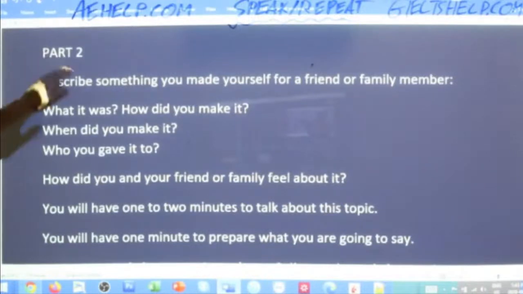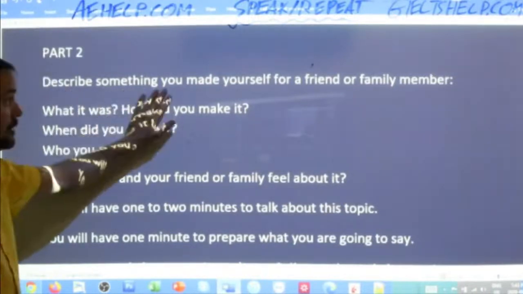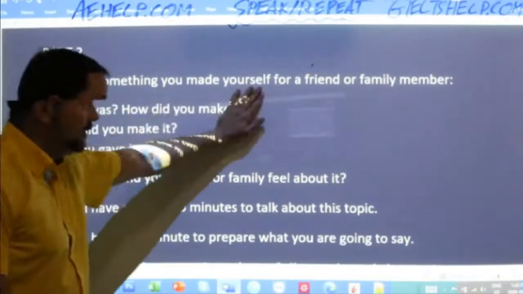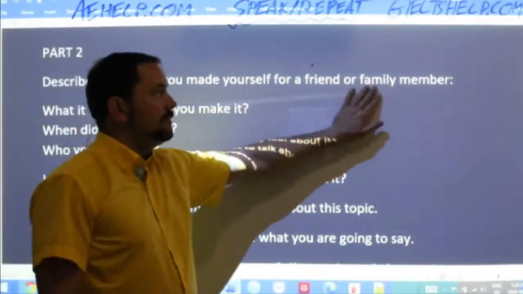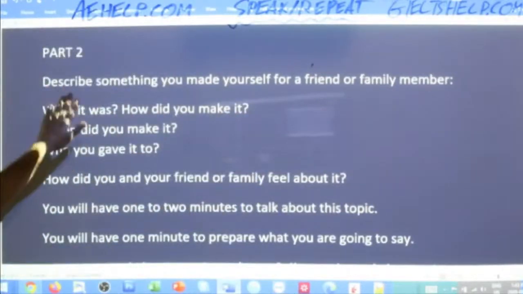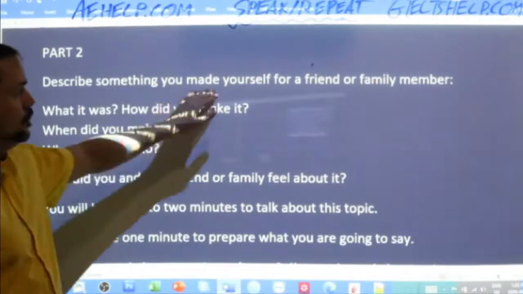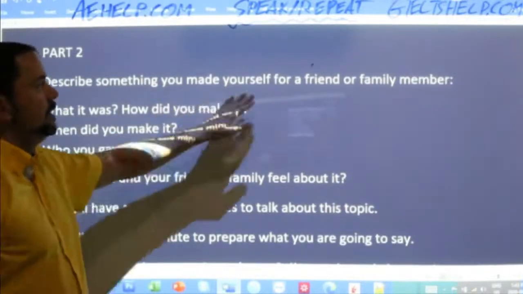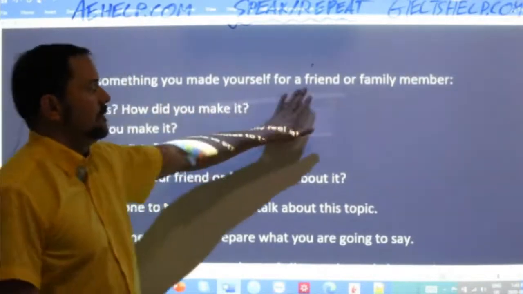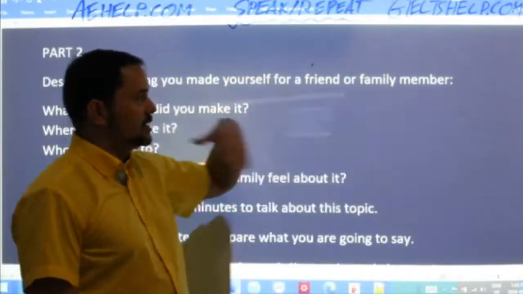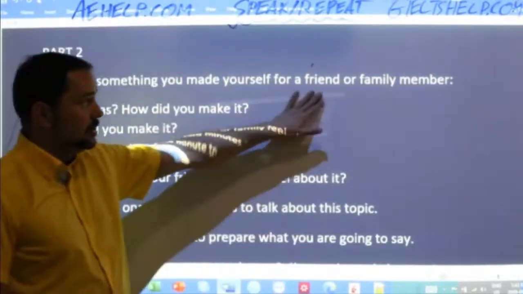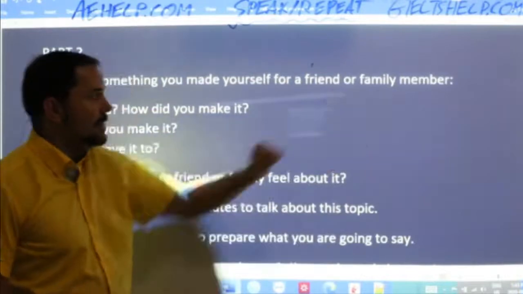Here we go. Part two, describe something you made yourself for a friend or family member. One more time. Describe something you made, past tense. Yourself, you made it for a friend or family member, not just some person or not a teacher, okay, but a friend or a family member, right?